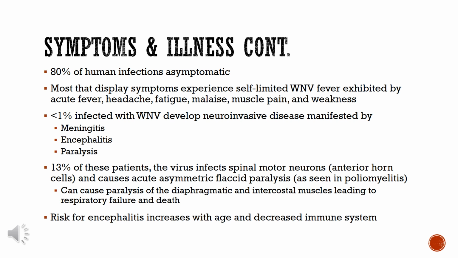In 13% of these patients, the virus infects the anterior horn cells of spinal motor neurons and causes acute asymmetric flaccid paralysis. This condition is typically seen in poliomyelitis. This paralysis can affect the diaphragmatic and intercostal muscles, leading to respiratory failure and death. The risk for encephalitis associated with West Nile virus increases with age and a decreased immune system.